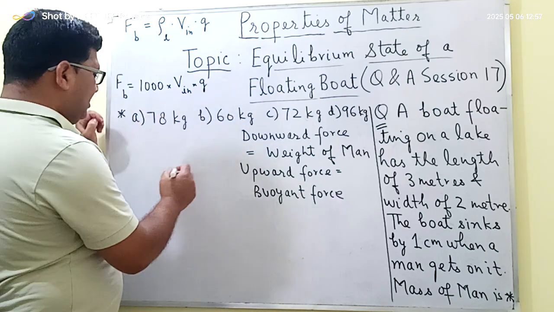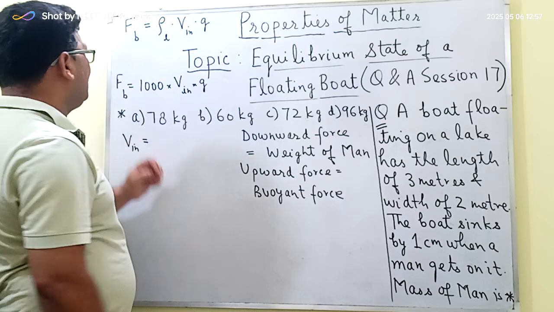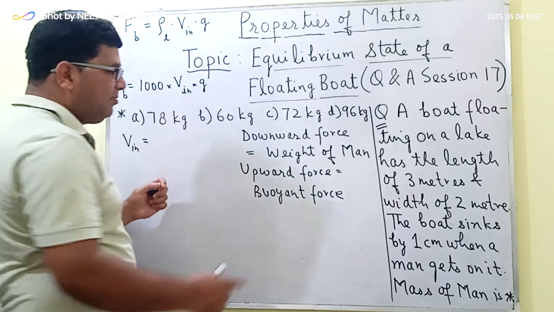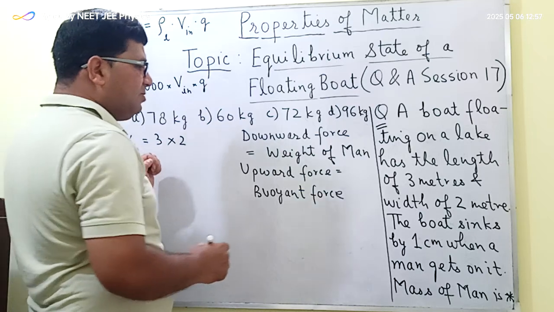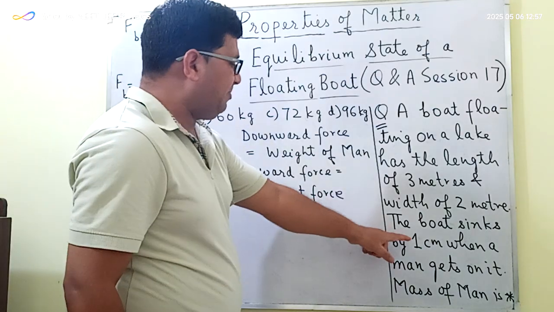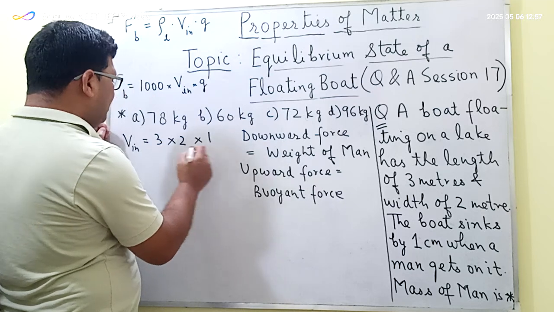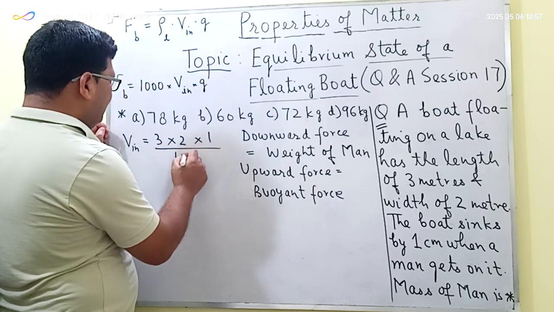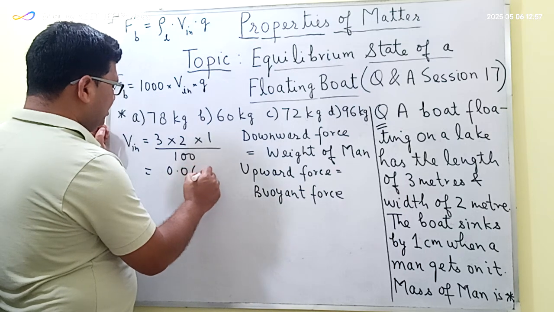So the volume of the boat which is inside the water will be equal to the length of the boat multiplied by the width of the boat multiplied by the depth of the boat. Now here the depth is 1 centimeter. So this is equal to 1 by 100. So this is equal to 0.06 cubic meter.